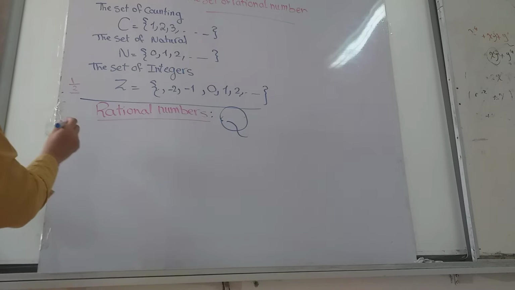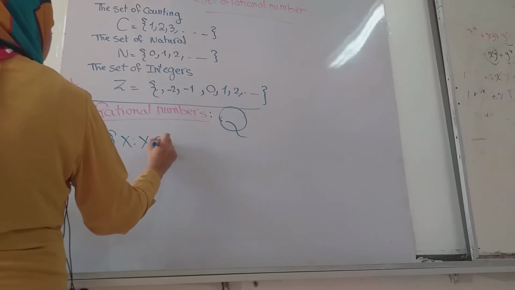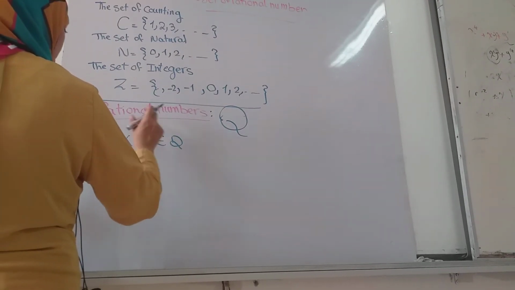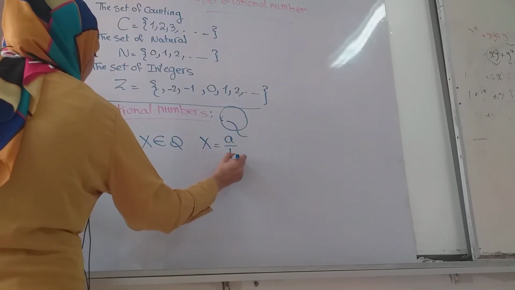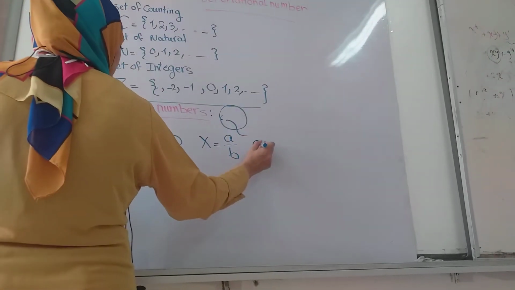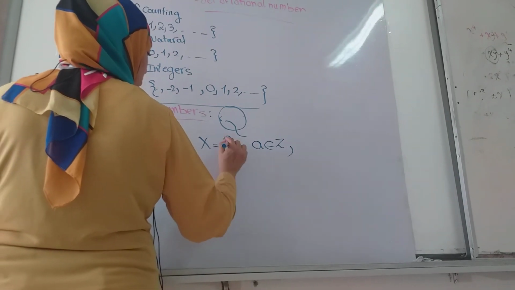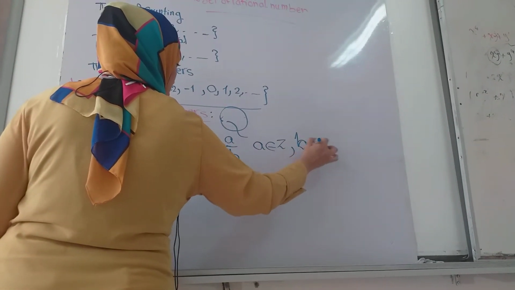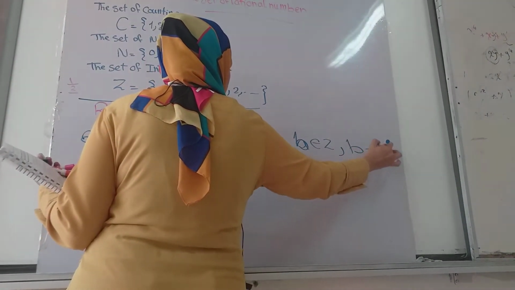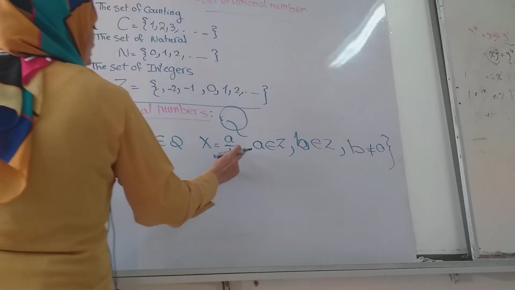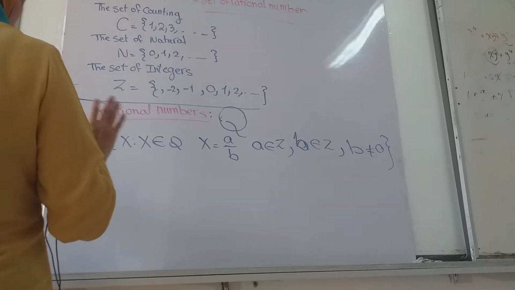So Q equals the set of X, such that X is any number belonging to Q. All the numbers in the rational numbers belong to Q, in which x must be in the form a over b. In which a is any number belonging to Z, whether negative or positive, and b is any number also belonging to Z, but on the condition that b is not equal to 0. Why? Because if we put b as 0, it has no meaning, it is undefined.